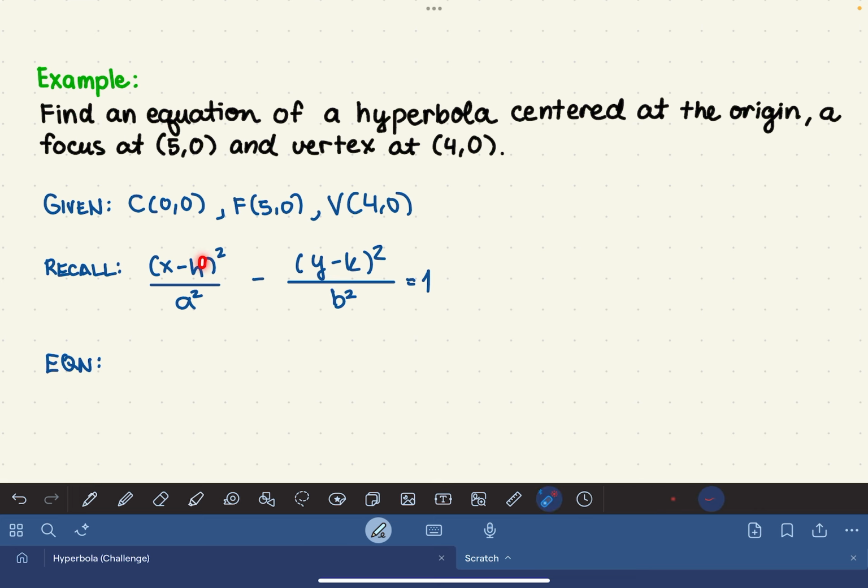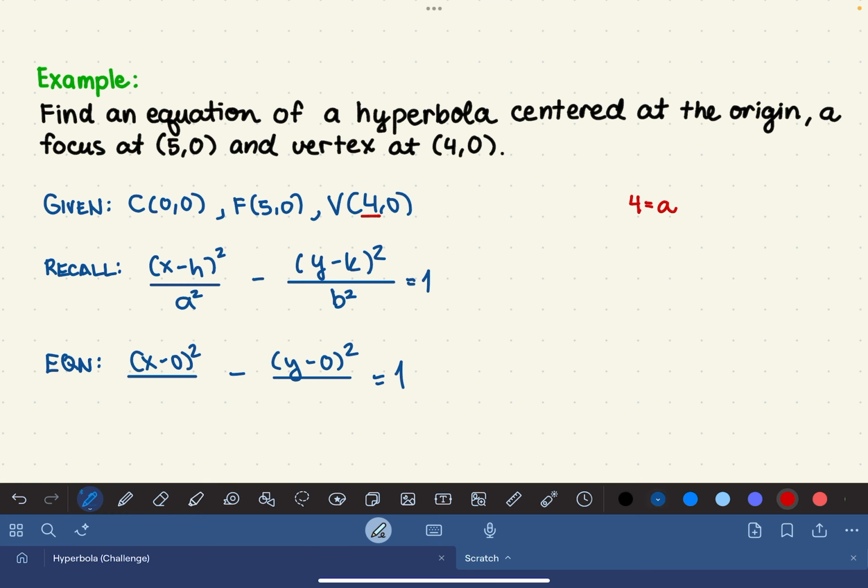First things first, take note that h and k here represent the center. Our center is already given, so we can substitute that immediately. We'll have here (x minus 0) squared minus (y minus 0) squared. Our only problem is a and b. But recall that to obtain the vertex, what we add here is basically a, which means that the 4 out here, 4, is equal to a.